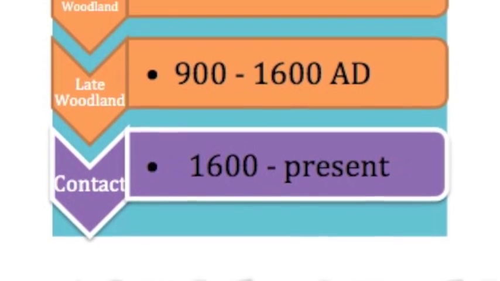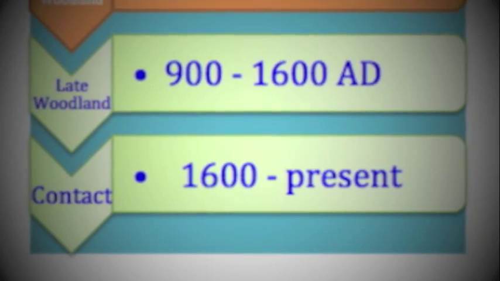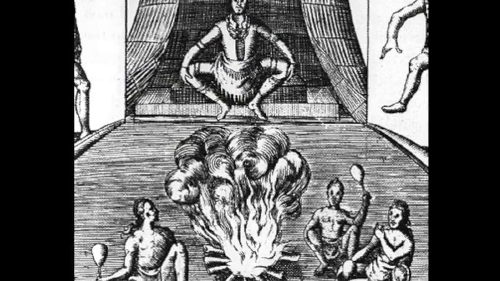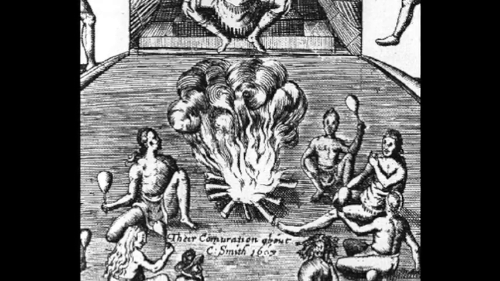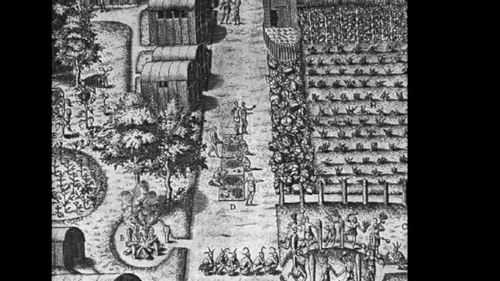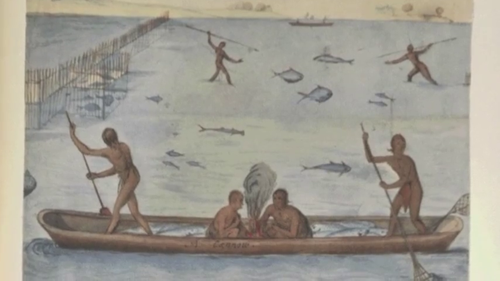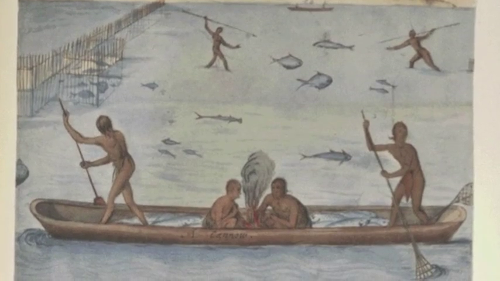The time periods we will be focusing on are the late Woodland and contact periods. These time periods, beginning with the late Woodland period, are categorized by complex political organizations called chiefdoms, more permanent settlements, more evolved forms of sustenance, such as agriculture, hunting, fishing, and gathering, and elaborate post-mortuary practices, highlighted by ossuaries.